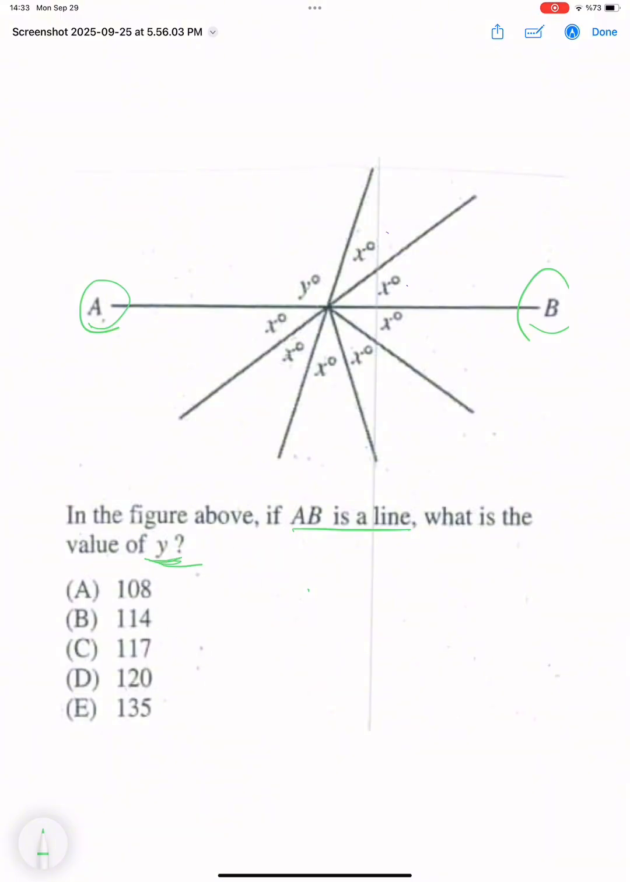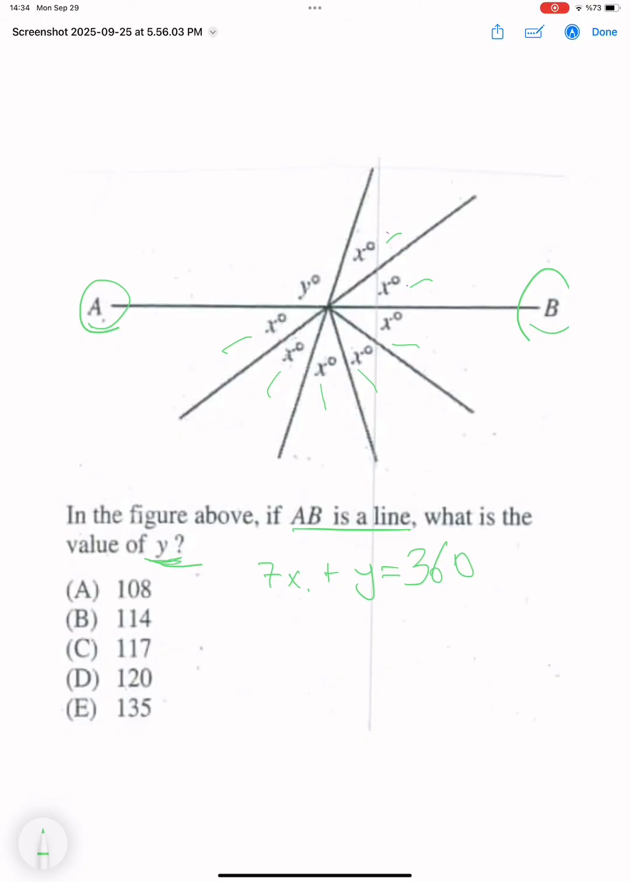Okay, this is like a full circle with lots of x's and one y. There are 1, 2, 3, 4, 5, 6, 7 x and 1 y. So it means that 7x plus y is 360 degrees. This is the first information we get from this figure.